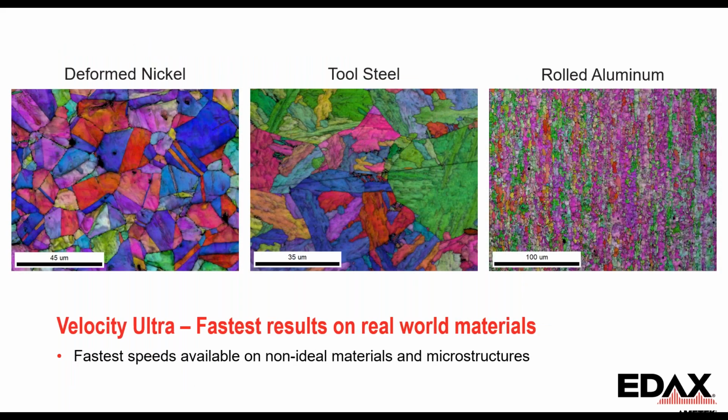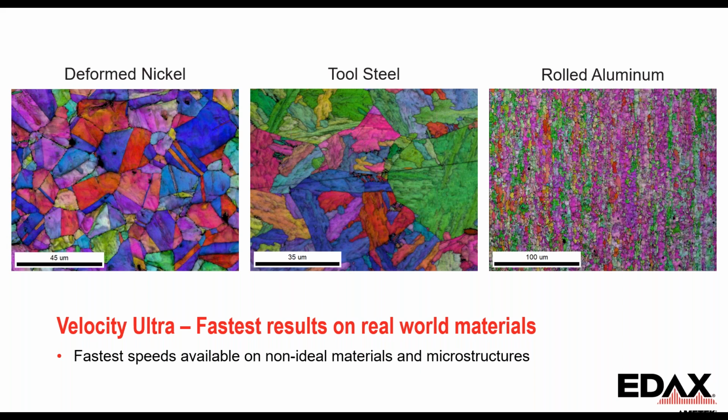But of course, we can collect data from a range of materials at these speeds, and I often term this real-world materials. These are not just nice equiaxed nickel grains. So here's an example from a deformed nickel sample. You can see the deformation present in that orientation map here. The colors sort of vary within some of the grains.